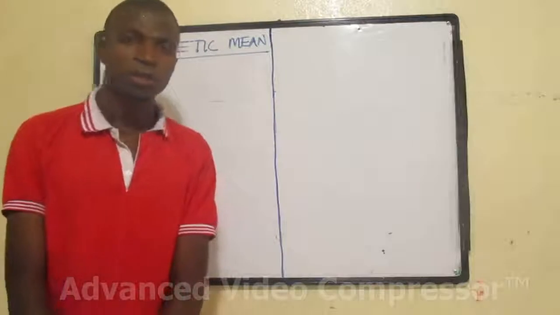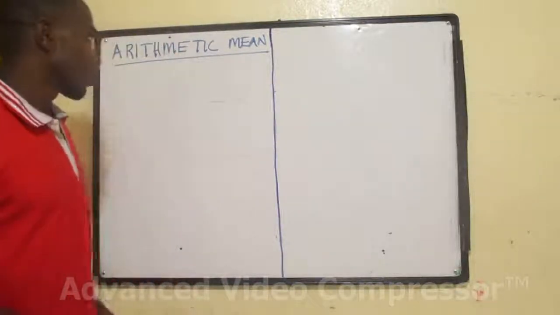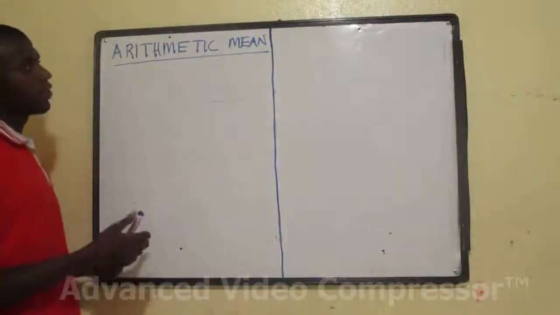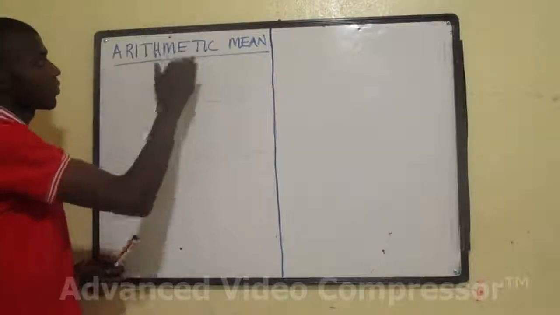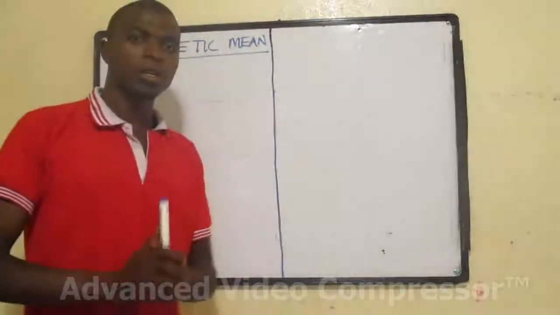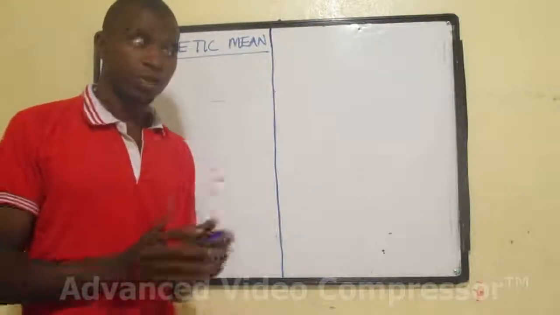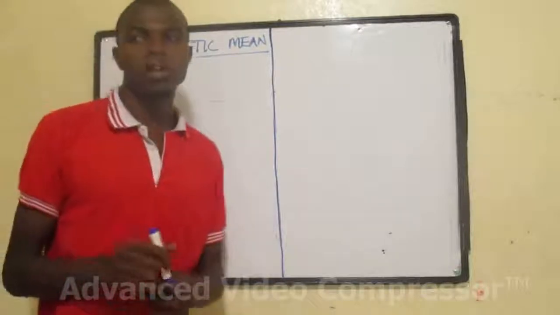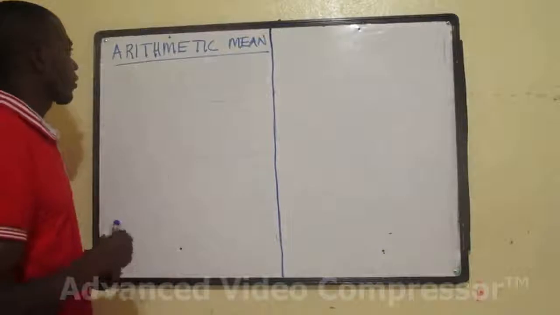So what do we mean when we say the arithmetic mean? The arithmetic mean is one of the simplest things that we can ever do in our sequences and series. Since it starts with the word arithmetic, this tells us it relates to an arithmetic progression. We are going to be using this only with an arithmetic progression.